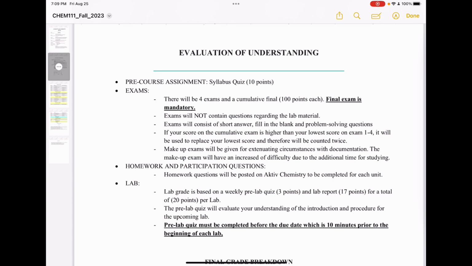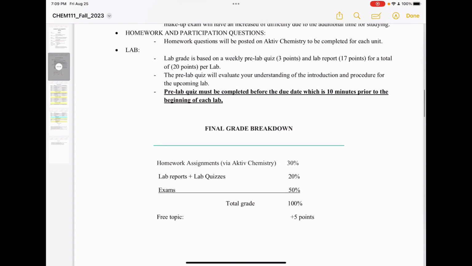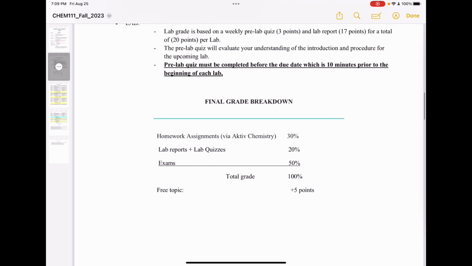For the evaluation of understanding, or how the final grade is calculated, 30% of the final grade will be coming from the homework assignments. So for every unit that we will be doing and every week, I will be posting on active chemistry the prospective homework assignments. So please try to submit those on time, and you will see the due date on every post that I do on active chemistry.